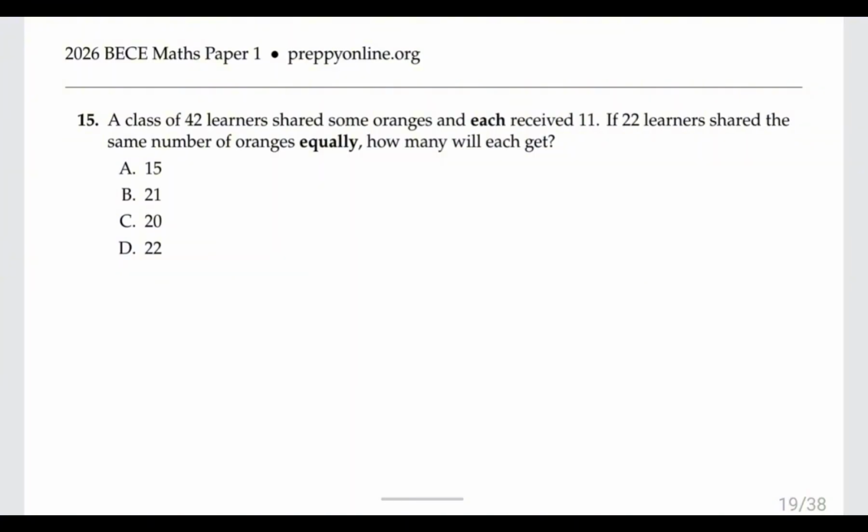The next question is question 15. A class of 42 learners shared some oranges and each received 11. If 22 learners share the same number of oranges equally, how many will each get? So 42 learners, they shared some oranges and each received 11. So one question we can ask at this stage is, what's the total number of oranges they shared?